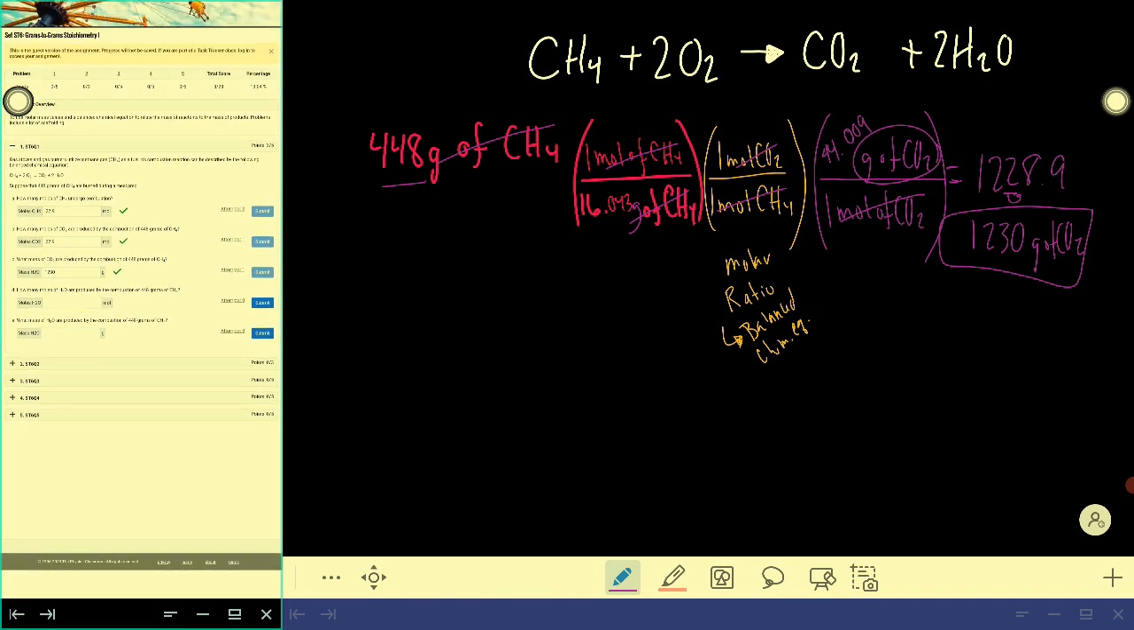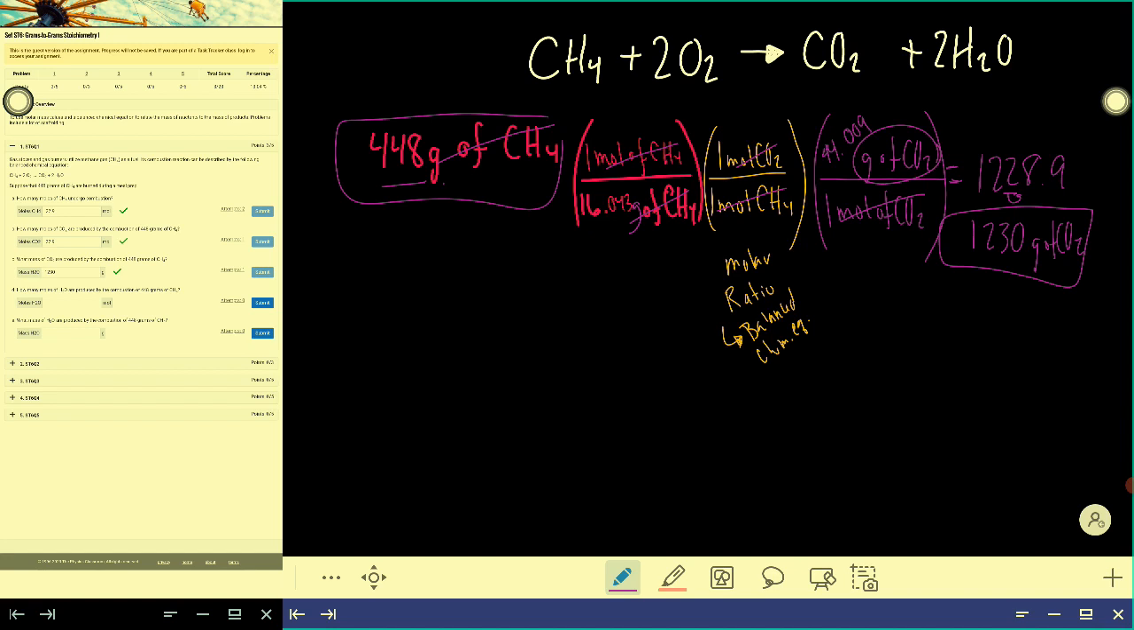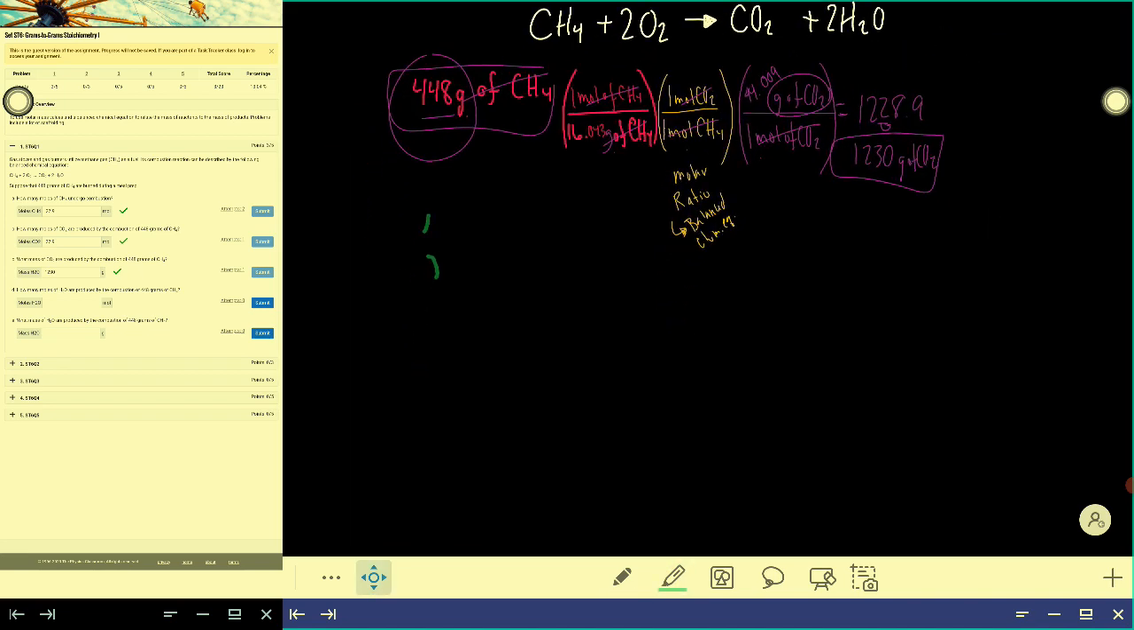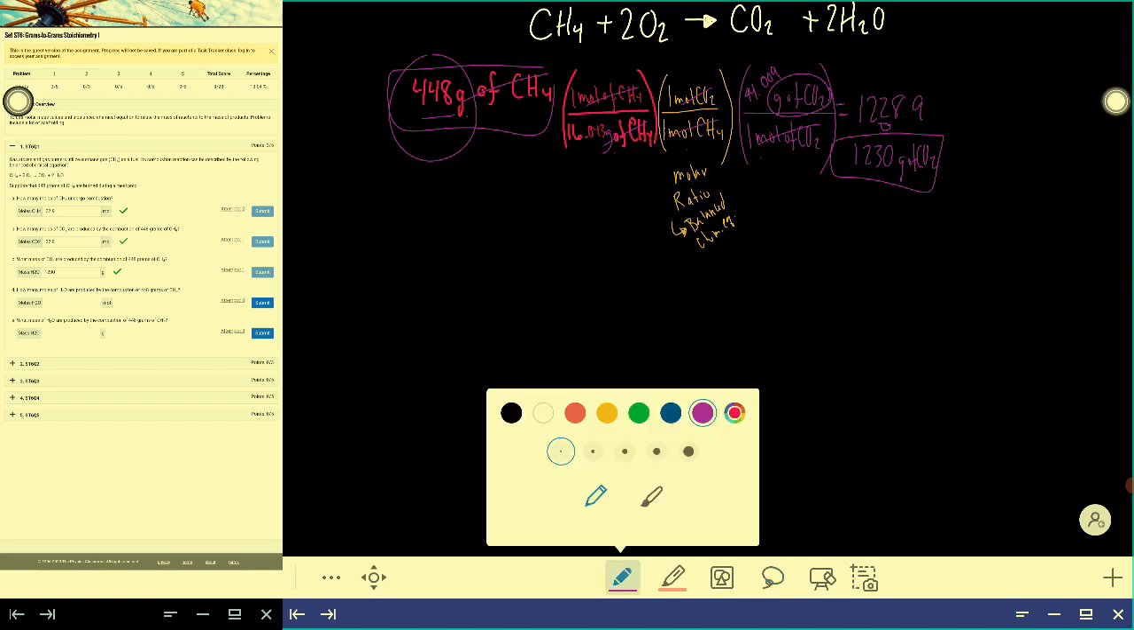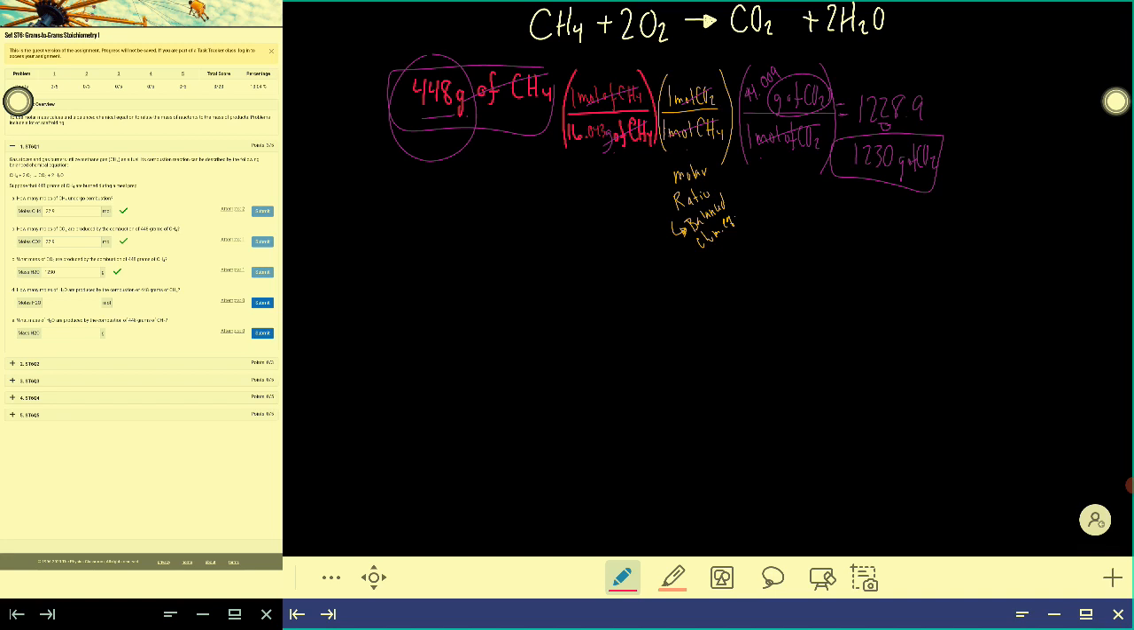Okay, so next it says how many moles of H2O were produced. We are starting with the same given, so I could literally start here, here, or here. All of these are true statements for 448 grams of methane. I think preferably for most of you, it'd probably be to start fresh, so I am going to just start with a new conversion here. Let's go with my pink again.